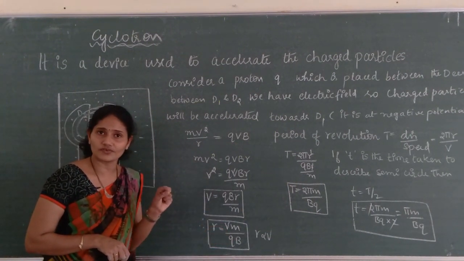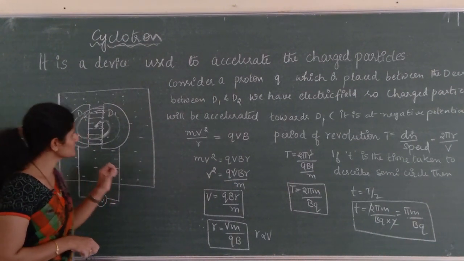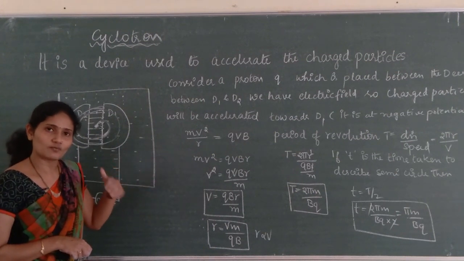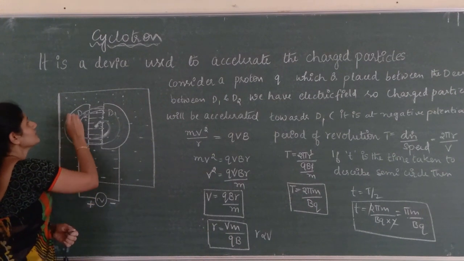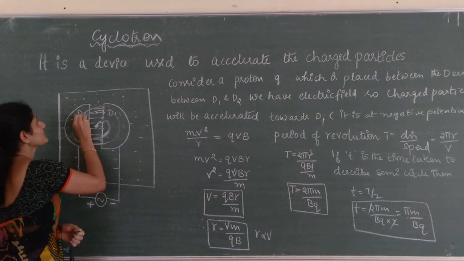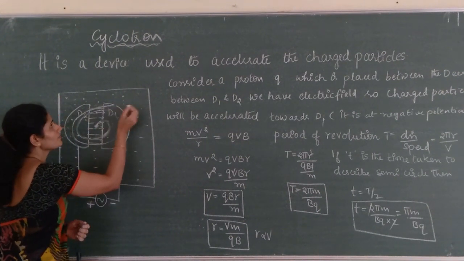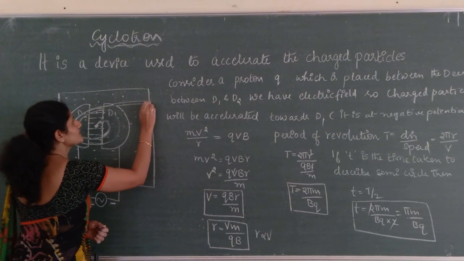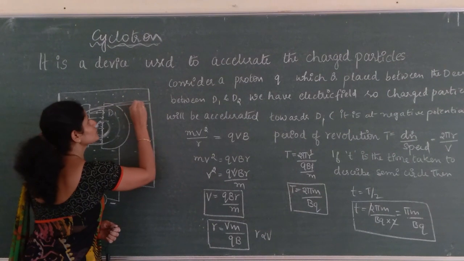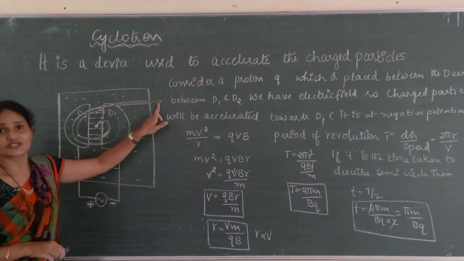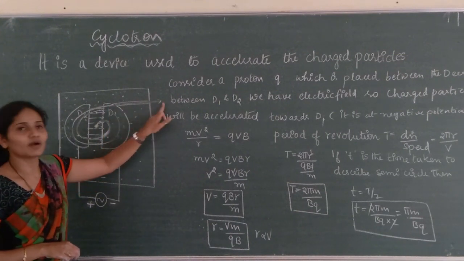In the presence of electric field, the velocity of the charged particle increases. In the presence of magnetic field, the direction of motion changes. So, after a series of changes, the charged particle will come here. Here there is one hole. When this charged particle comes here, it passes through this hole.